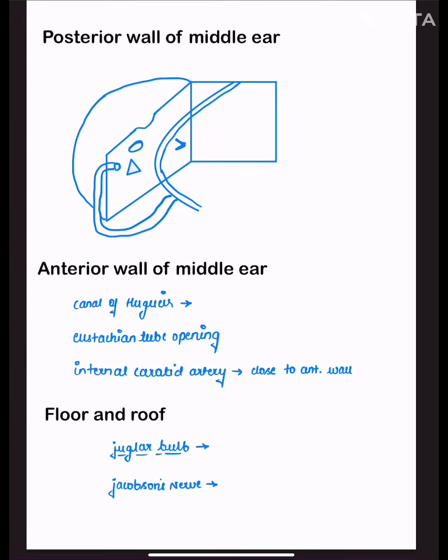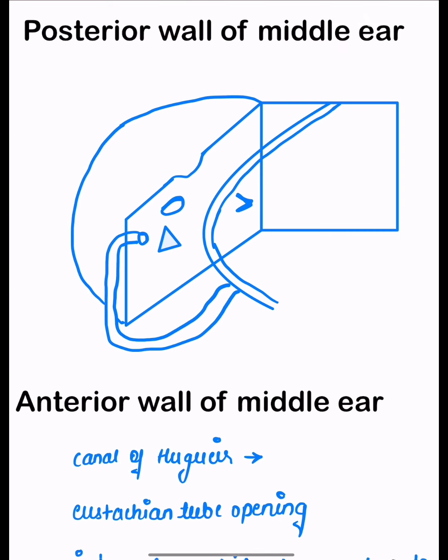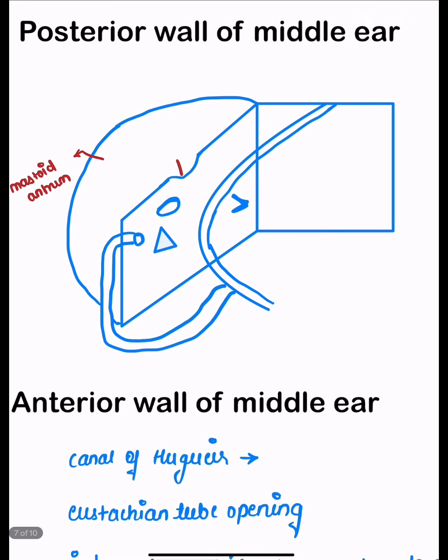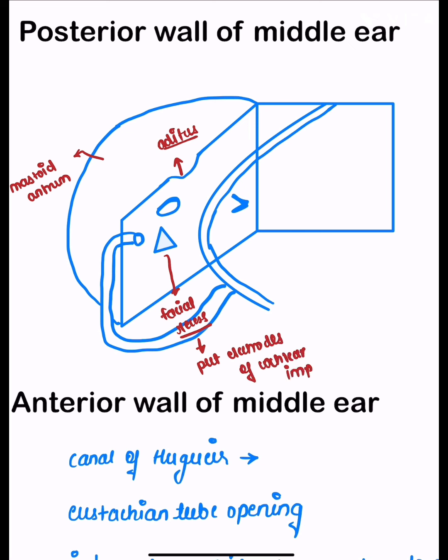Next comes the posterior wall of the middle ear. This is the posterior wall. This is the mastoid antrum. This part is known as the aditus. This is the facial recess area. From here, we put the electrodes of the cochlear implant through the round window.